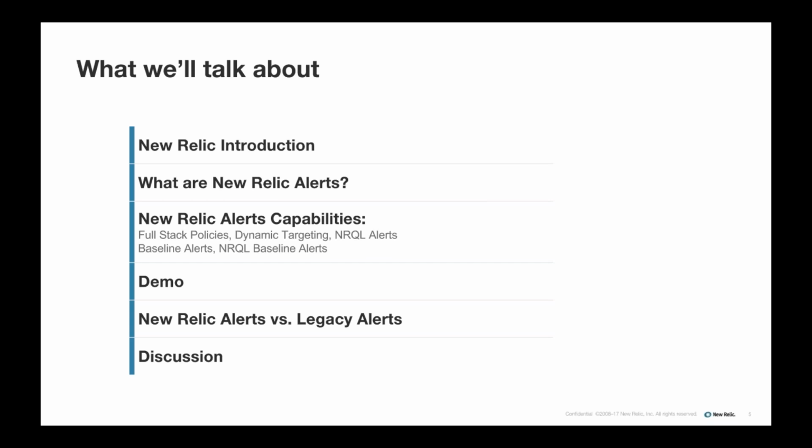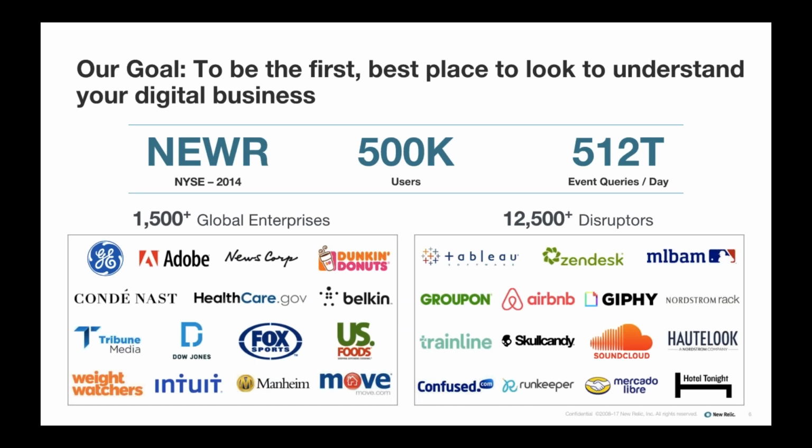Now let's get started. For those who are not aware, New Relic is a public company. It was founded in 2007 and we went public in 2014. We have amazing customers of all sizes in all industries, as you can see from some examples here. Some numbers, first of all, 1,500 plus global enterprises and 12K plus disruptors are our customers. And you'll see Fortune 10 companies like GE and very well-known brands that you interact with on a daily basis, like News Corp and Dunkin' Donuts among our customer base. In fact, very well-known disruptors like Tableau, Zendesk, and Groupon are among our customer base as well.